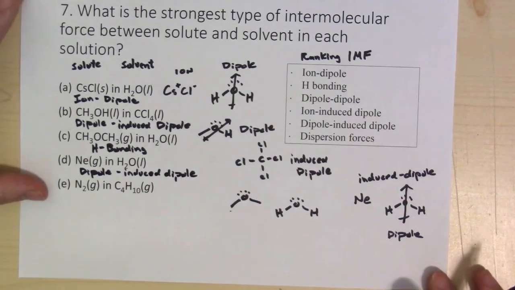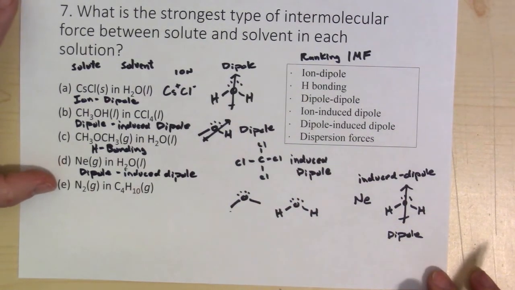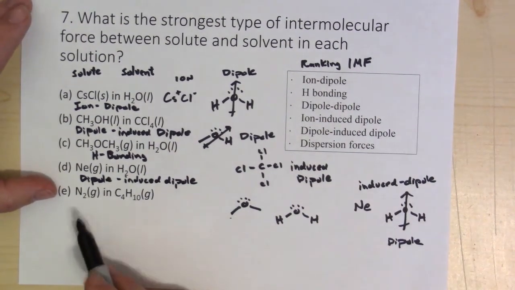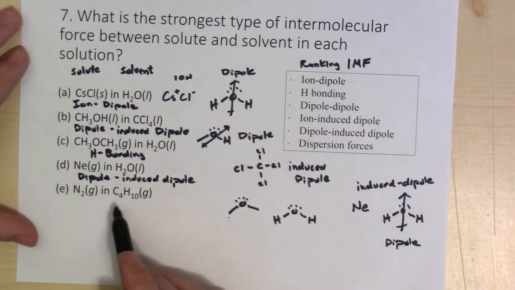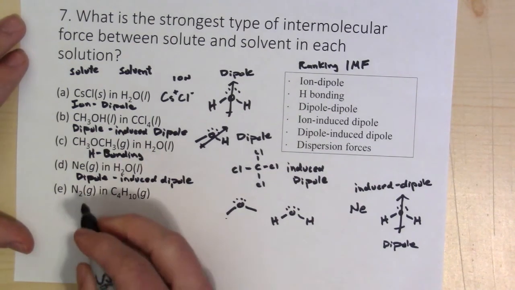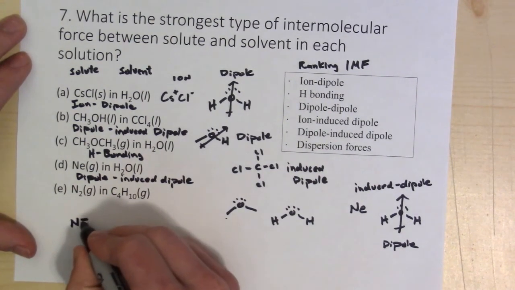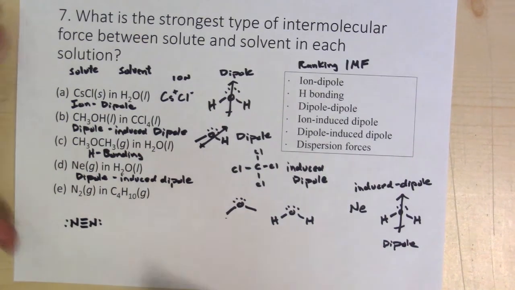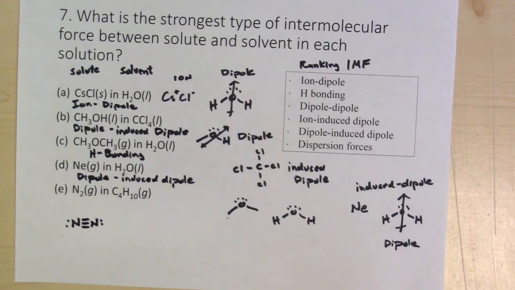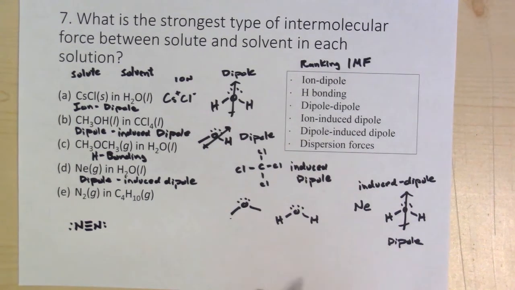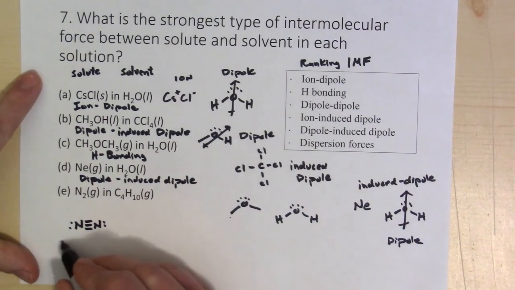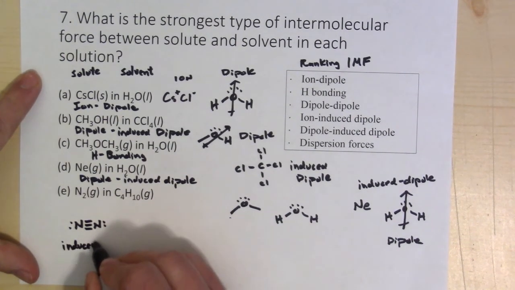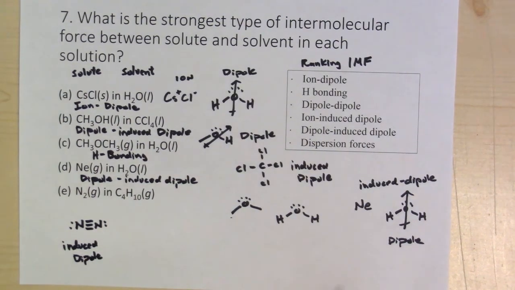All right, moving to the final choice E here, it is between nitrogen and butane. So nitrogen, if we draw that, looks like that. Two nitrogens triple bonded to one another. There is not going to be a dipole there. Both of the atoms are the same, so there's no difference in electronegativity. So induced dipole will be the only possibility for the N2 molecule.